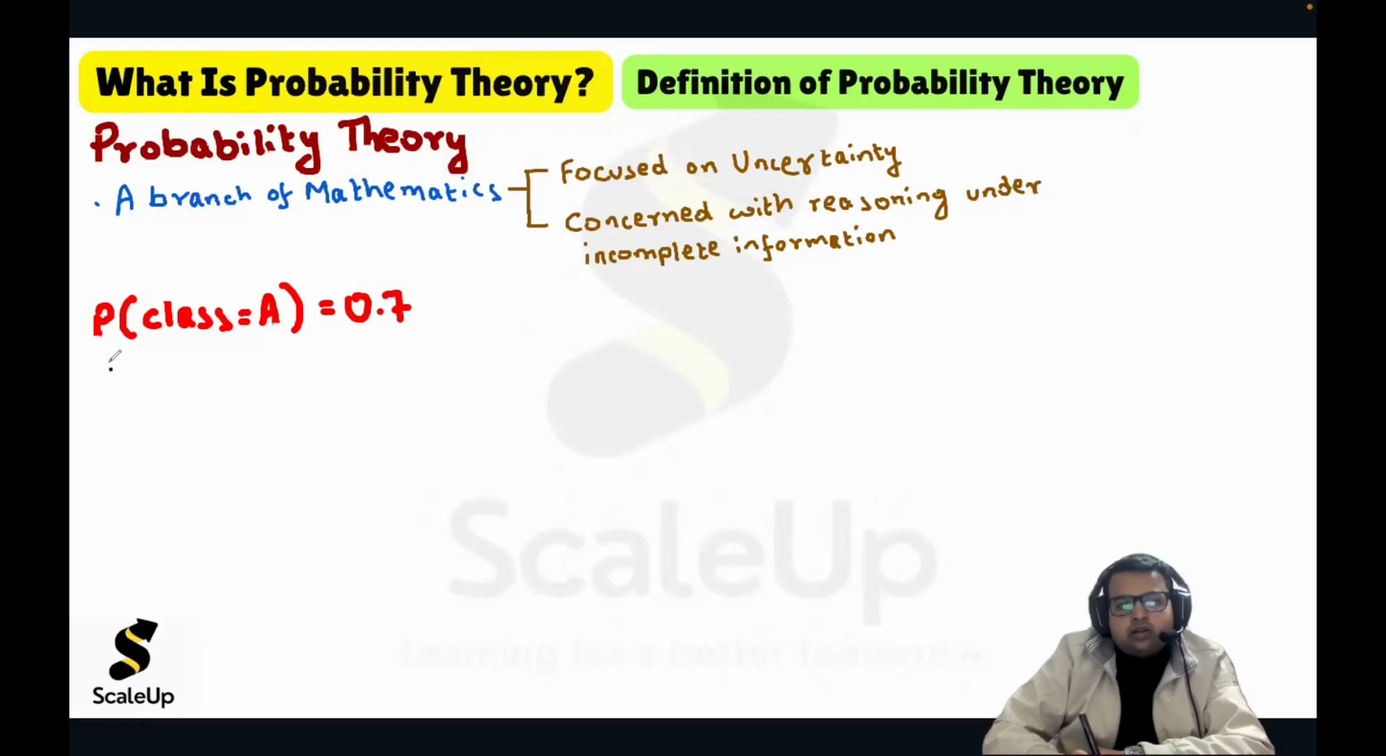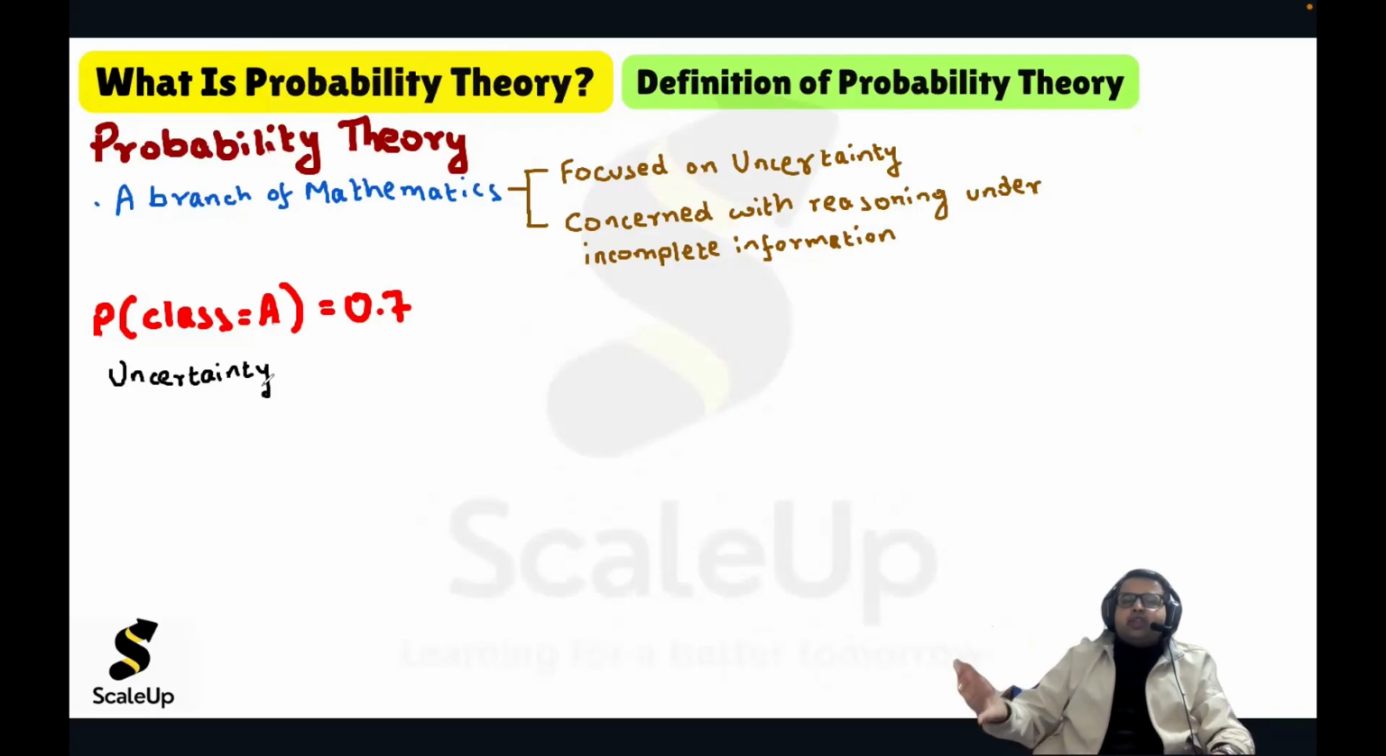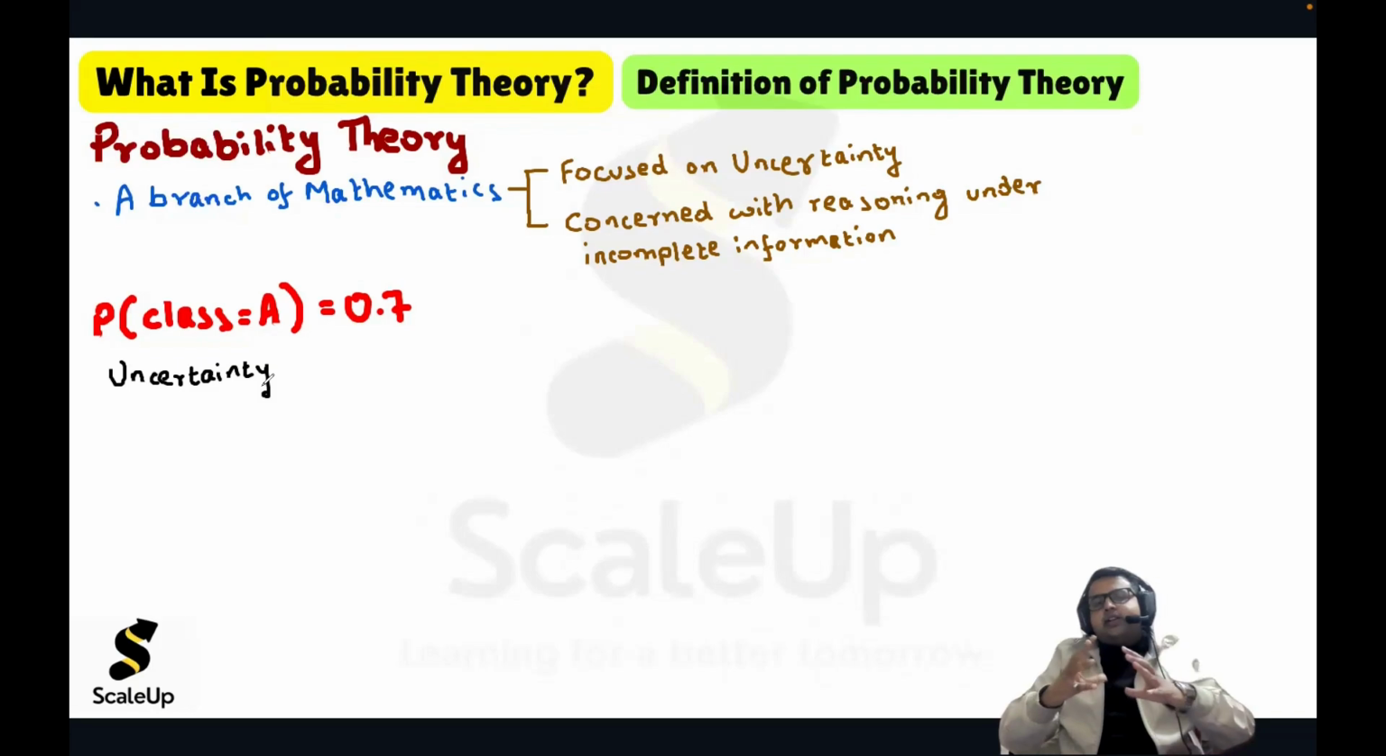Now here, initially there was some uncertainty. See, what is happening is that our machine learning model is predicting something. So it might predict A or it might predict B. It is a classification model. I'm giving it an input, and it can classify the input as either A or B. So there is an uncertainty involved.